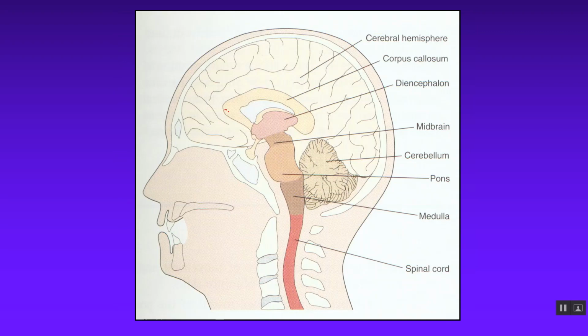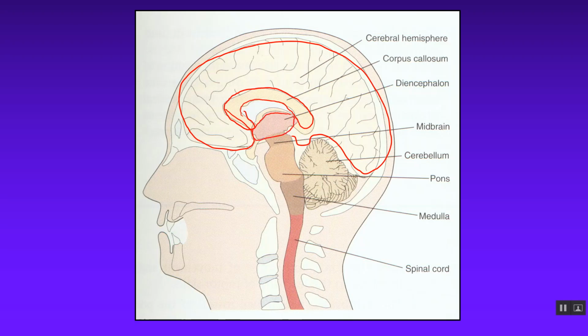So here's that cerebrum. This is a mid-sagittal cut, right? So there's the cerebrum. This is the corpus callosum. This is this area right here. This is the diencephalon, which is made up of our thalamus, and this is the hypothalamus right in there, okay?